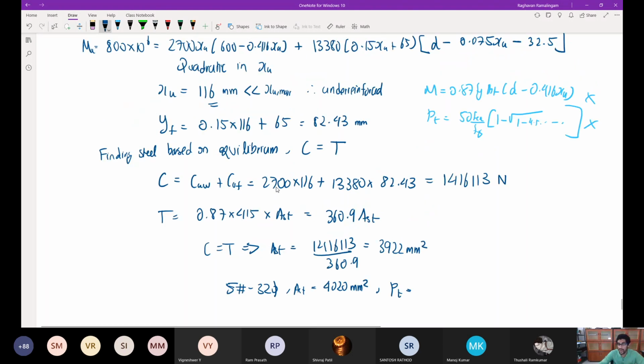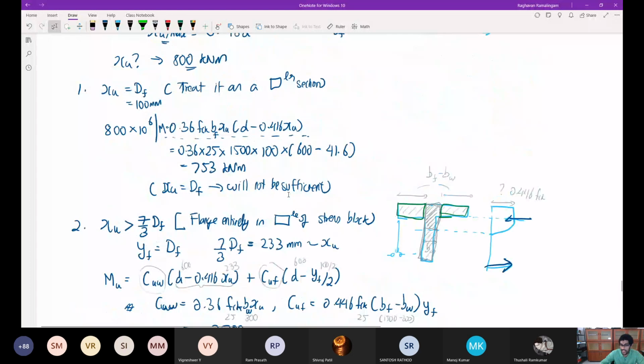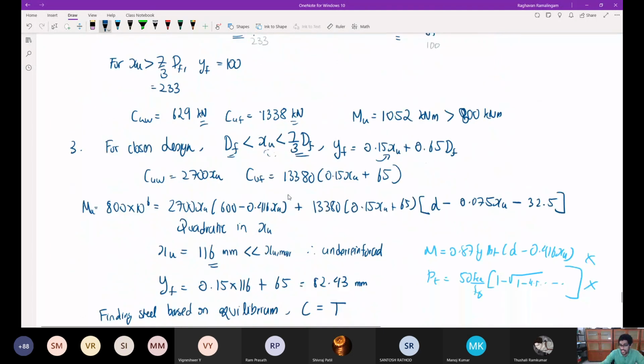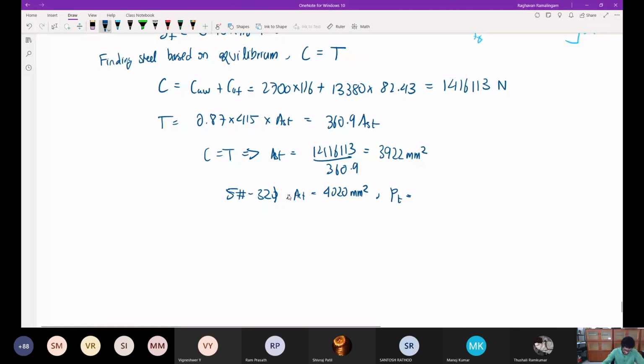Okay, for finding the percentage of steel, remember that it's not a rectangle, so you have to find BF minus BW times the depth of the flange, and then add it to BW times D. Based on that only you can find the percentage of steel. If you do that, you get about 0.427%, and I know definitely this will be lesser than the PT limit. PT limit obviously you can check from SP 16 1980. So this is how you do this kind of a problem.